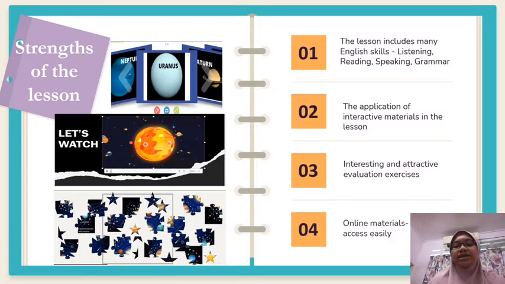Okay, the last point here is online materials. All the materials for the lesson can be spread online, and can be accessed easily anytime and anywhere.